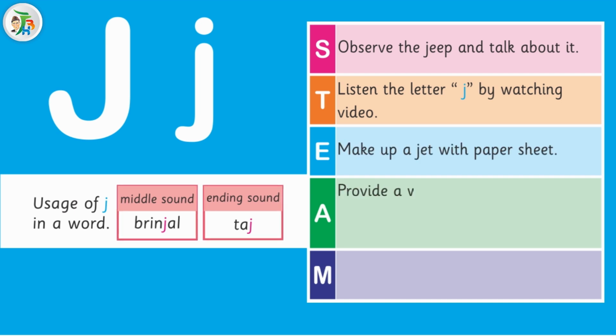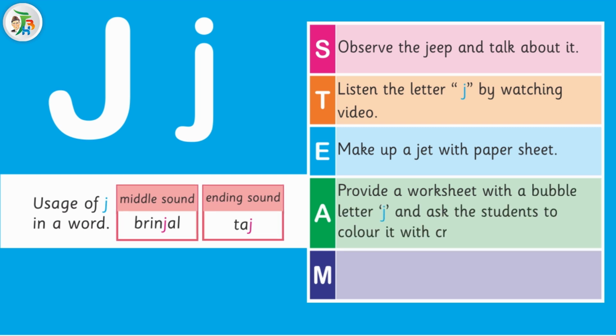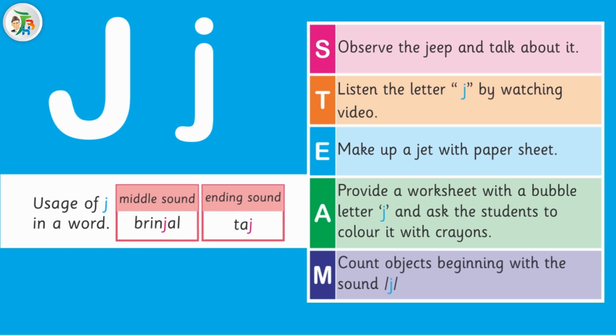A. Provide a worksheet with the bubble letter J and ask the students to color it with crayons. M. Count objects beginning with the sound J around you.